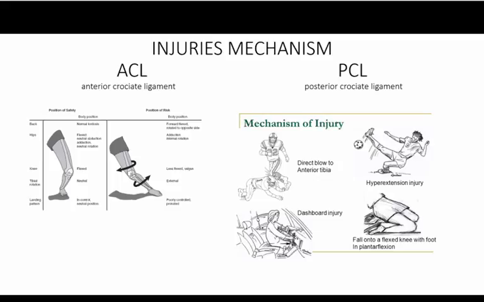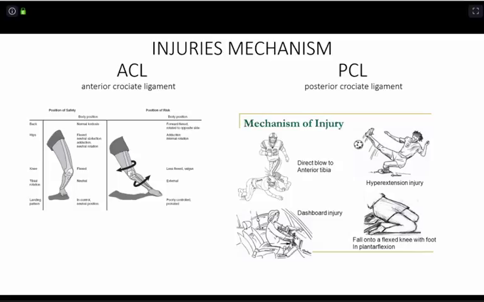So we said direct hit on the tibia. So what happens during PCL injury? Basically, the tibia goes backwards, and most of the time the PCL breaks during this movement.